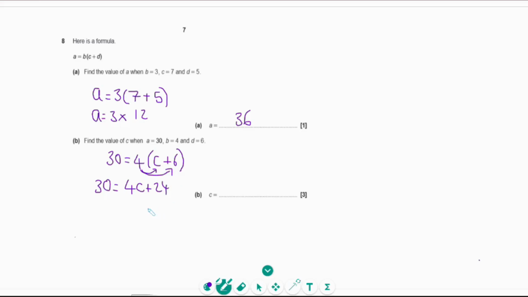Then I'm going to minus 24 from both sides, which gives you 6 is equal to 4c. Now I am going to divide both sides by 4. So 6 divided by 4 is 1.5. You can use your calculator for that. 4c divided by 4 is 1c, so c is 1.5.